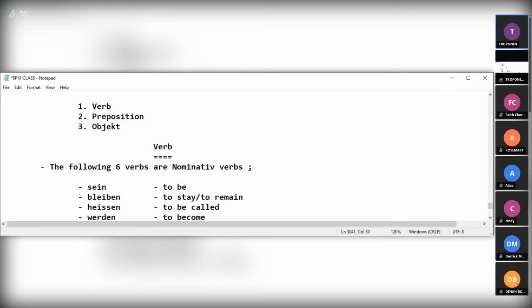Okay. Most of the verbs in German are in accusative case. Some verbs also take the dative case. So let us see those verbs which take the dative case.